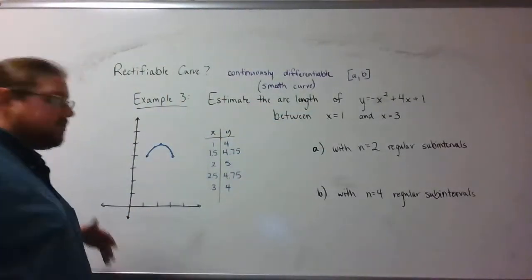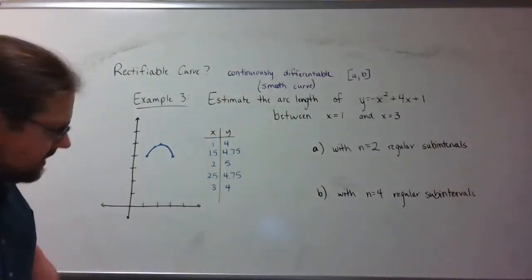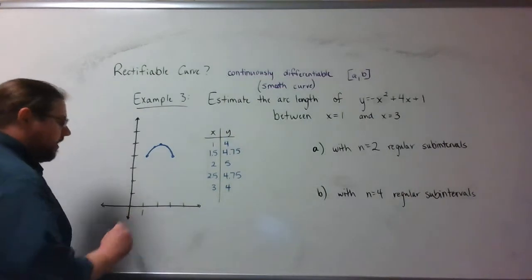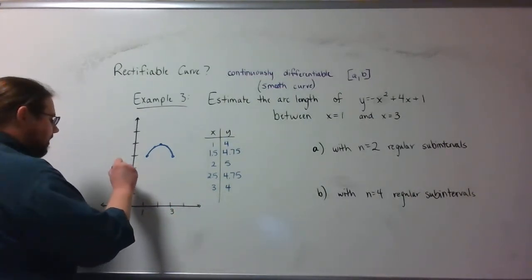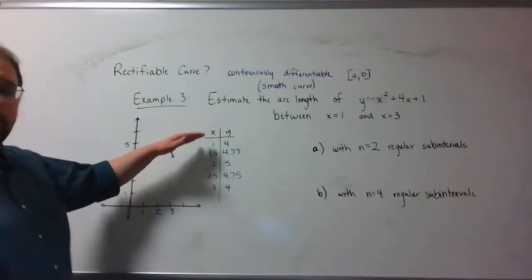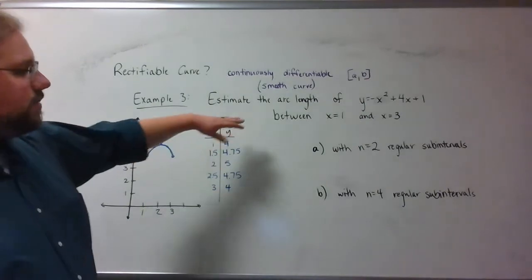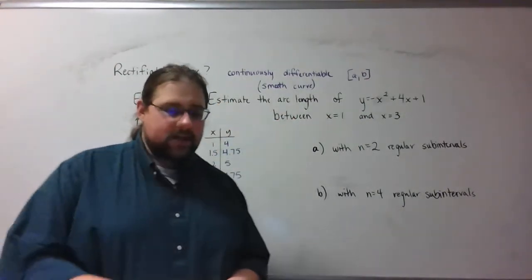I want to point out that I went ahead and graphed it, because graphing it is always very helpful when you're talking about this stuff. Notice I've got an x value of 1 that I plugged in, and an x value of 3 that I plugged in. The y values that I got are up here. I also made a nice little table of values, because I am not going to find the exact arc length. I'm just going to try to estimate it to the best of my ability.